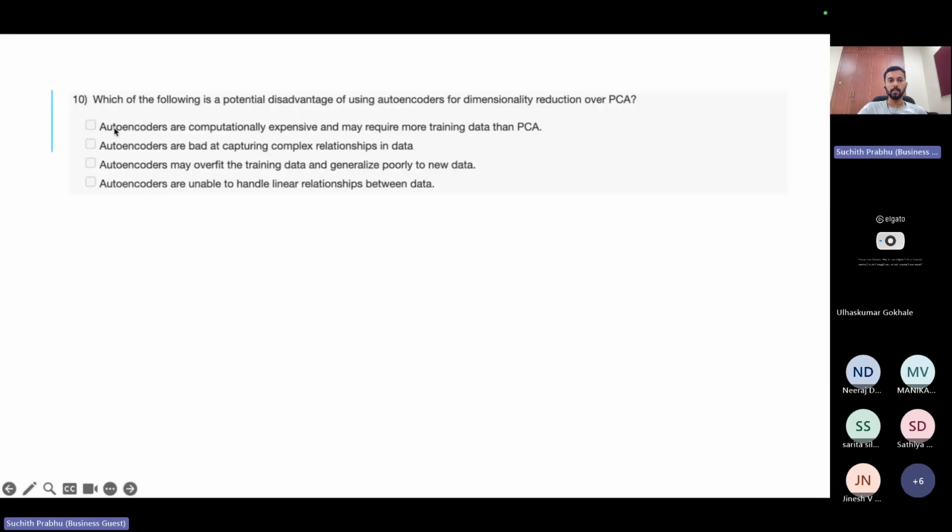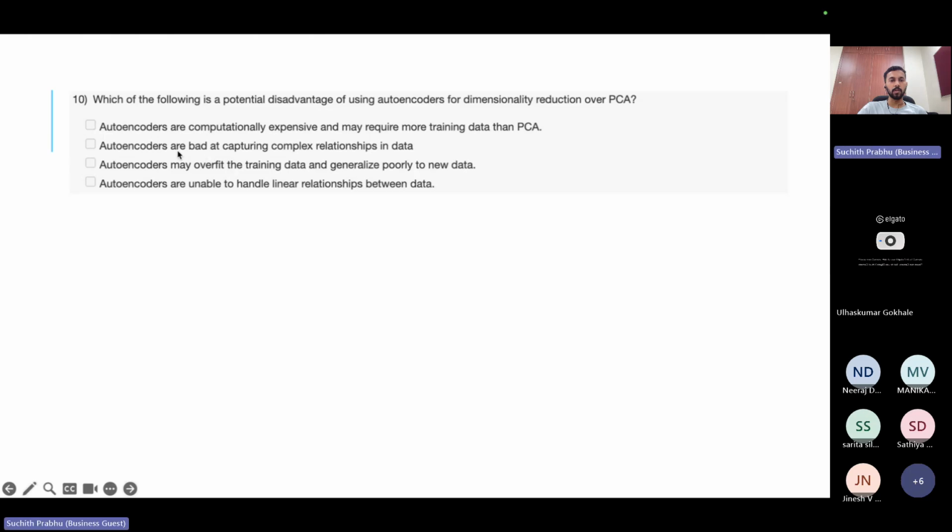Okay, so let's look at the first option. With PCA you can get the values in one shot because there's a closed form solution. But here, you'll require more data and you'll have to train this network from scratch. So autoencoders are a bit expensive computationally. So the first one is correct.